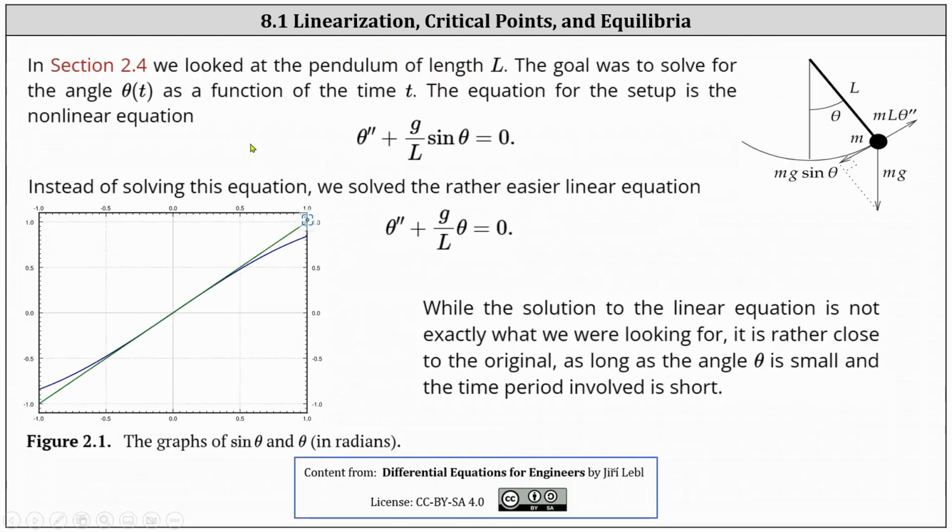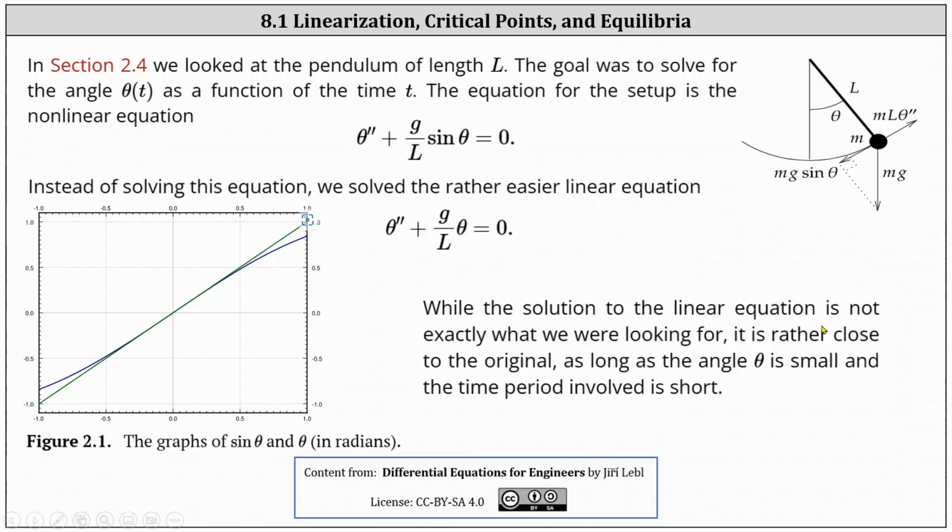For example, back in section 2.4, we looked at the pendulum of length L pictured here on the right. The goal was to solve for the angle theta as a function of time t. The equation for the setup is a nonlinear equation: theta double prime plus g divided by L times sine theta equals 0. Instead of solving this equation, though, we solve the easier linear equation: theta double prime plus g divided by L times theta equals 0. Notice to form the linear equation, we replaced sine theta with theta.